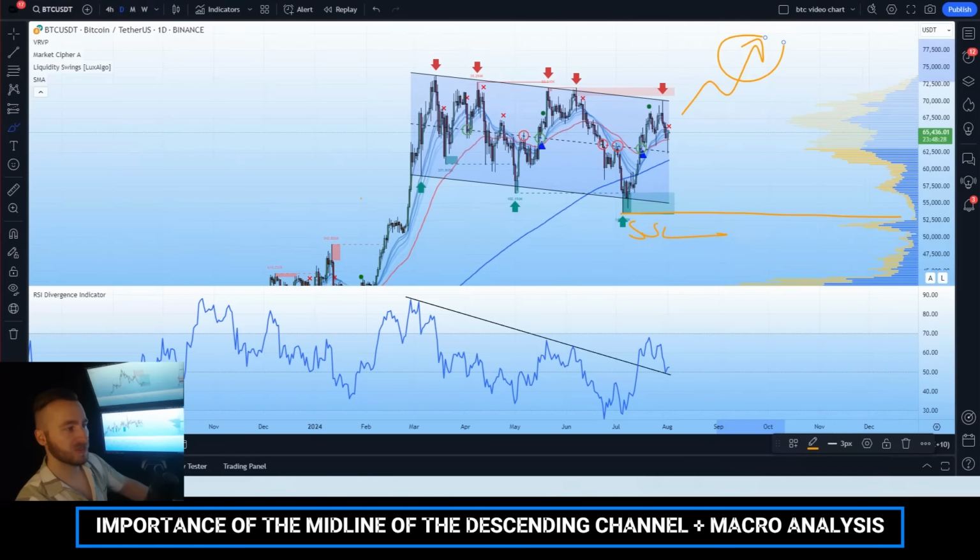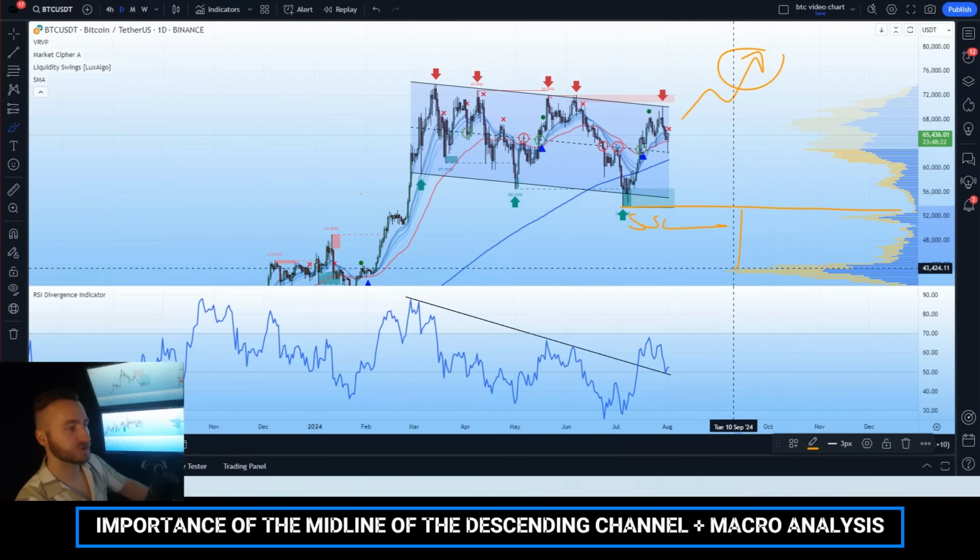And only upon that would we no longer be expecting an eventual break of 70,000. That would result in a macro correction lower. Let's talk about that, guys.